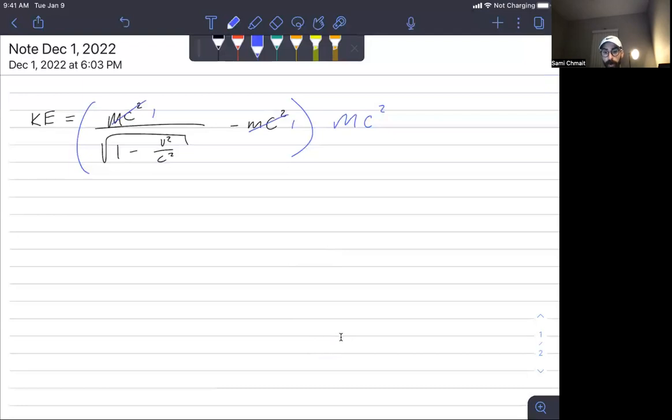I don't know if he updated the formula sheet, but I know he didn't have that constant on there. So I know another student said they were going to email him about that. So if it's still not there, maybe bring it up again.